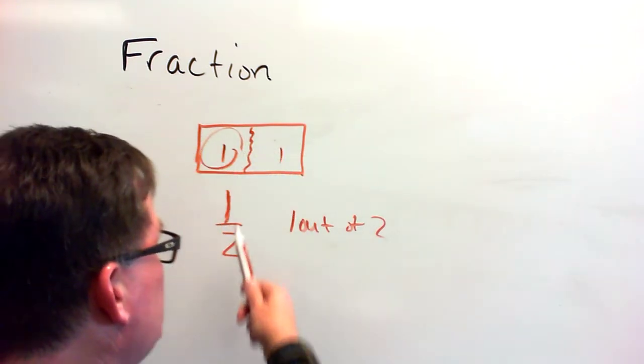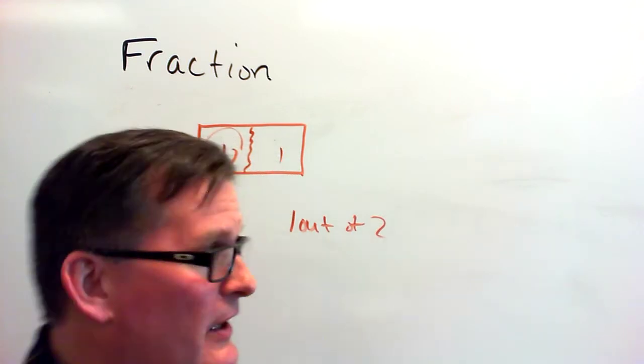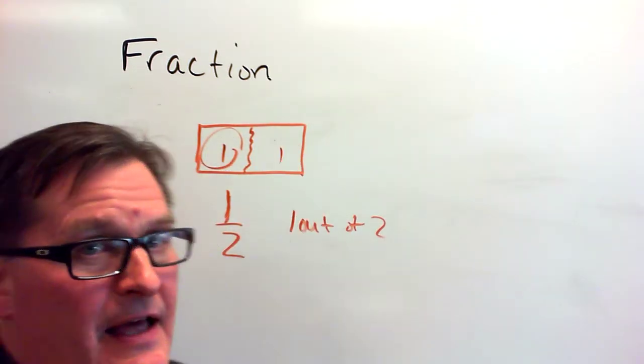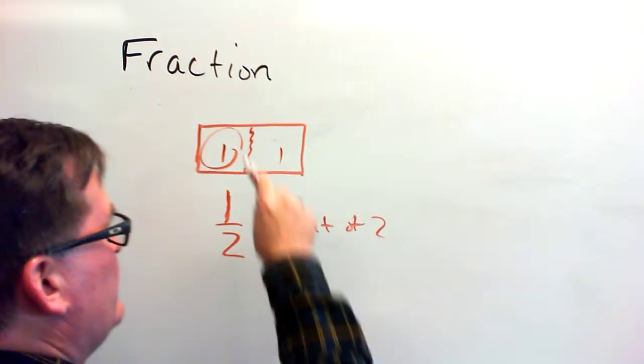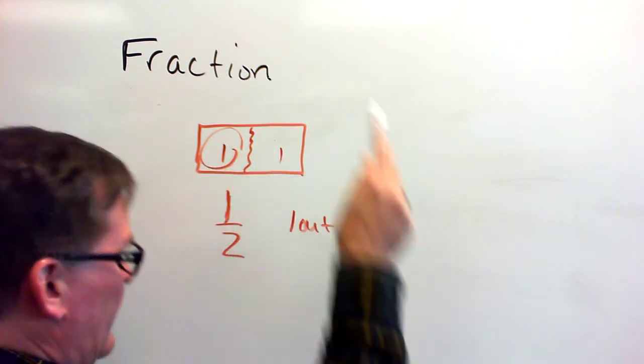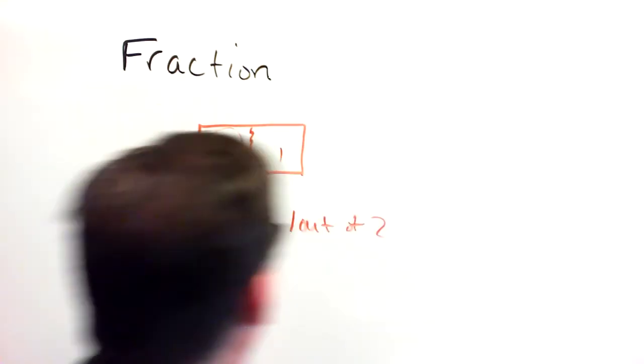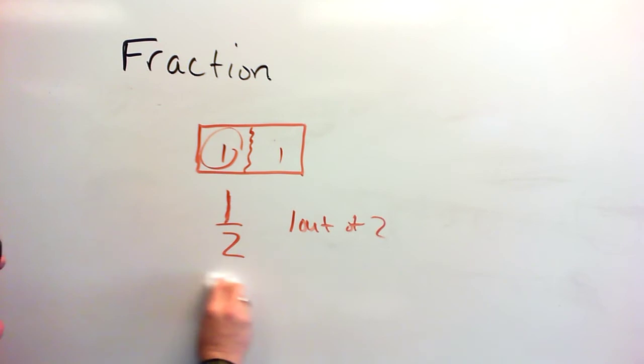But this now is a precise number. It literally means exactly half of that candy bar. If we cut it in half, each person's going to get exactly the same amount. And that's what fractions are for. So that's kind of where they came from.